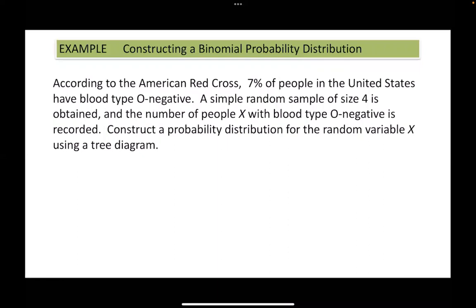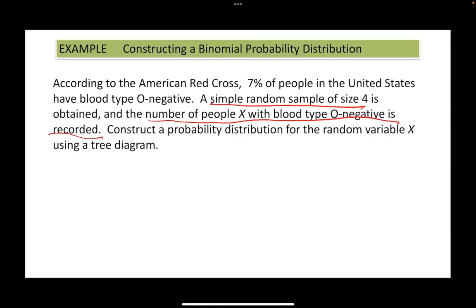Okay. According to the American Red Cross, 7% of the people in the US have type O negative blood. A random sample of 4 is obtained, and the number of people with type O negative blood is recorded. Woo, my whole iPad just fell. So we're going to construct a probability distribution for this variable.